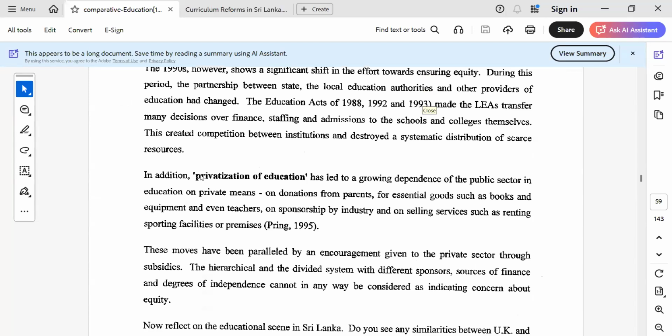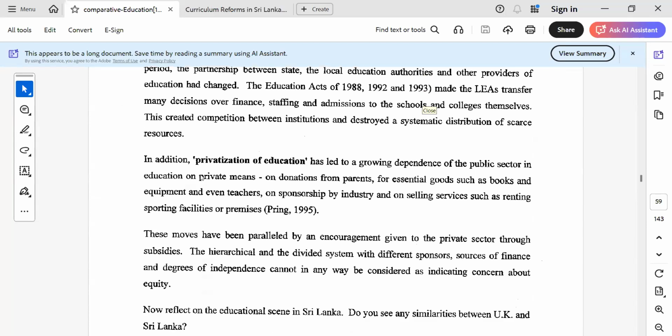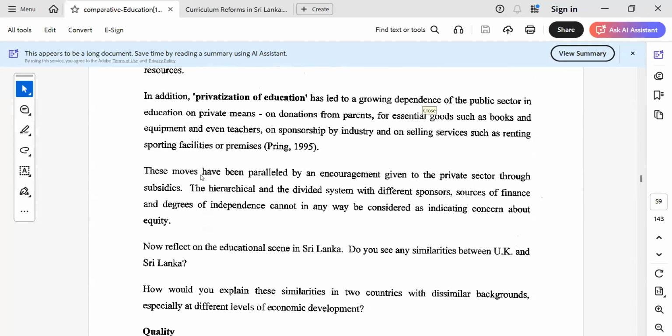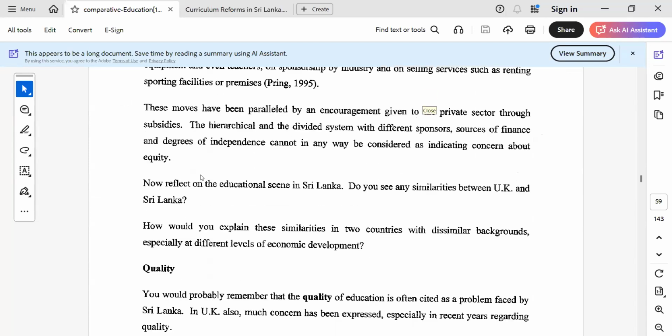So privatization of education. So the private schools. Privatization means private school, which means we have to pay money. State schools, we need not pay money, or only a little money for a year, right? But a private school means we have to pay monthly. So now reflect on the educational scene in Sri Lanka. Do you see any similarities between the UK and Sri Lanka?